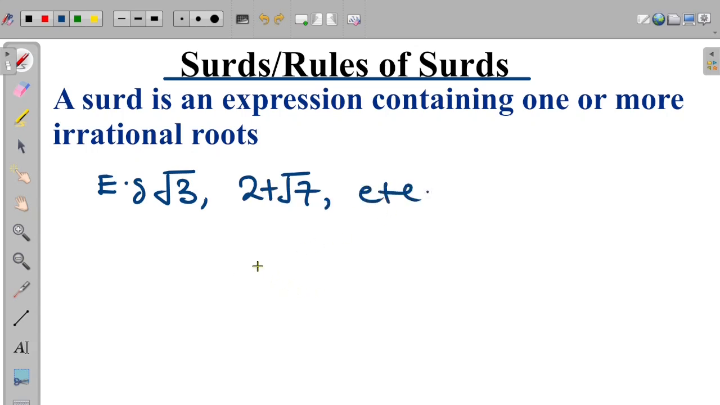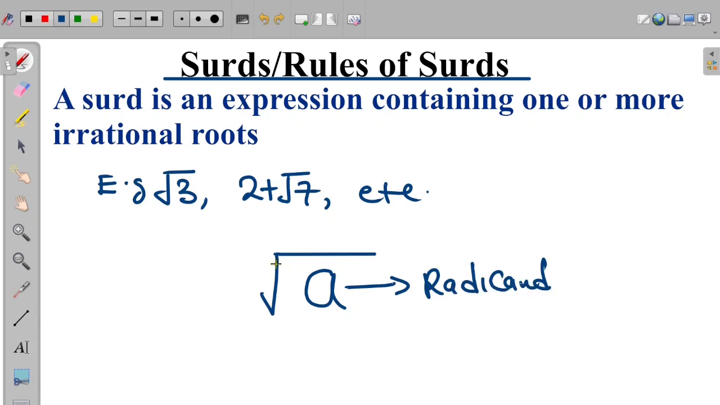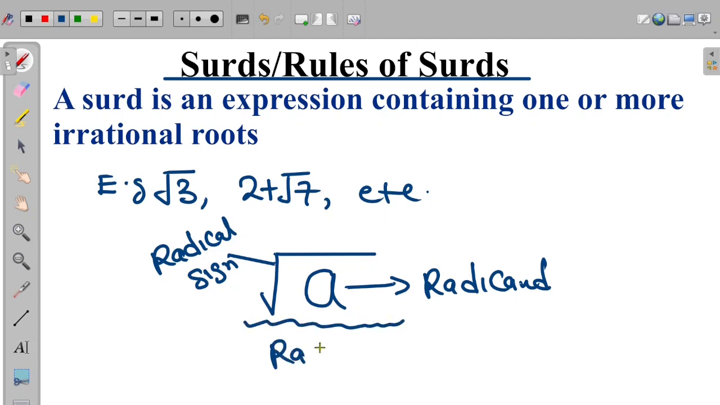So at this point, just to explain some few terms, if I have a root and a number inside that root, say a, this number is known as the radicand, and the root is the radical sign, while the combination of the root and the radicand is known as the radical. So I have been able to explain some few terminologies.